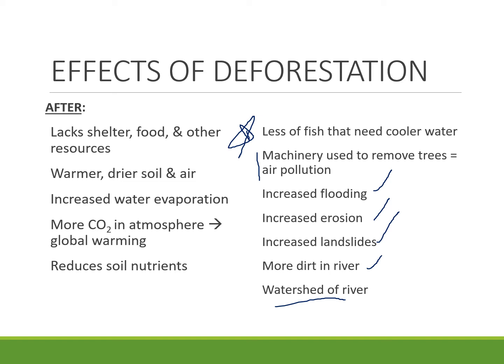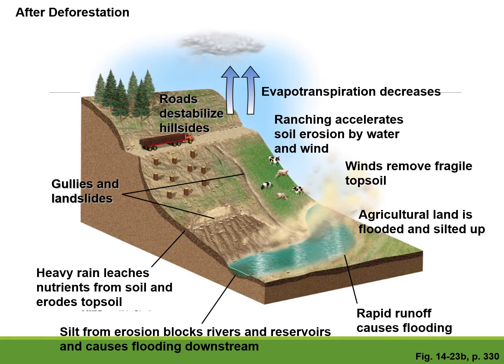So deforestation has lots of effects. If you just think maybe chain reaction, if this happens and this happens and this happens, think about climate, think about soil, think about surrounding rivers and lakes, think about habitat for animals. You probably could come up with a lot of things just thinking about it. Again, another picture if that helps.